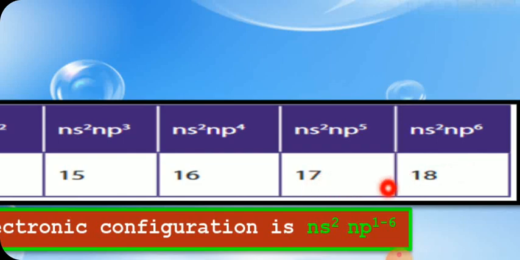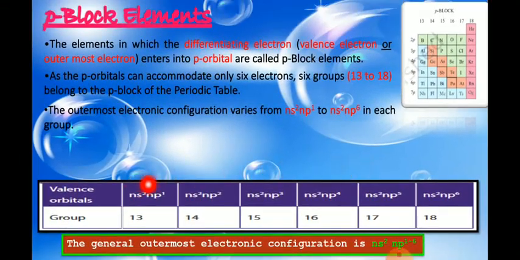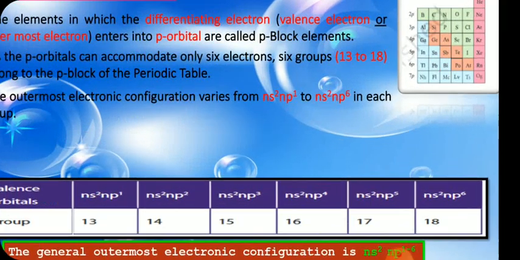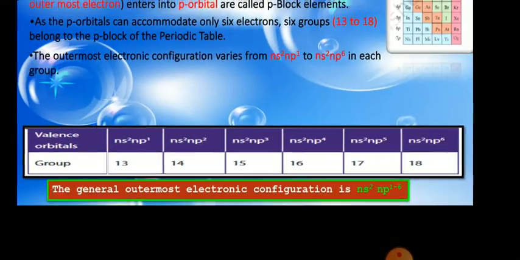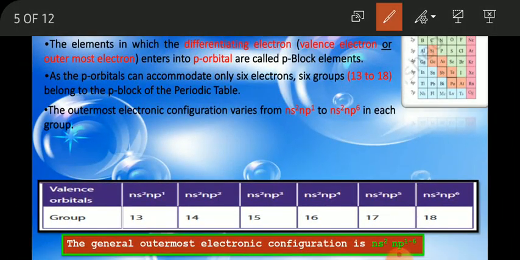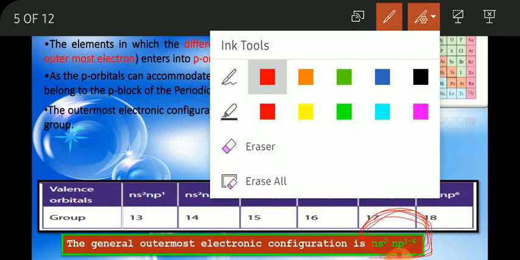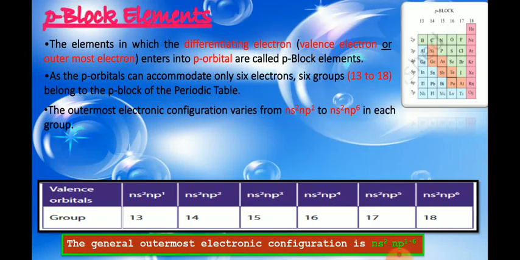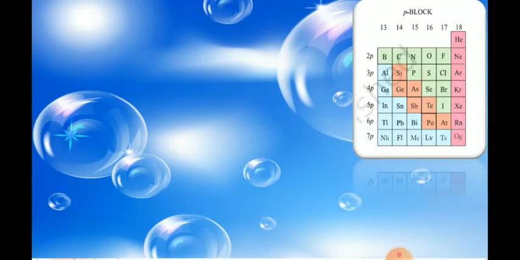So the cursor is not going there. So this is ns2 np1 to 6, how the ns2 np1, np2 and up to 6. Therefore the valence shell electronic configuration of the p block element group is what? This is ns2 np1 to np6. Important for 1 mark. Fine. We'll see some more features of these p block elements.